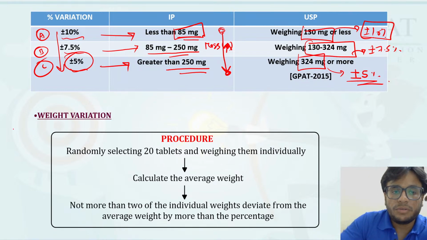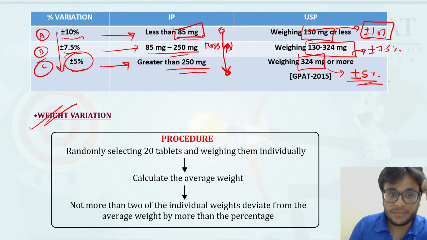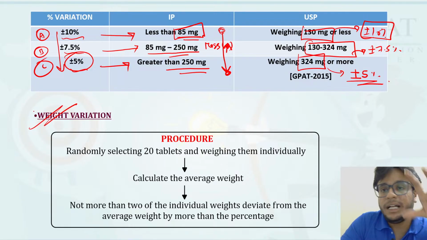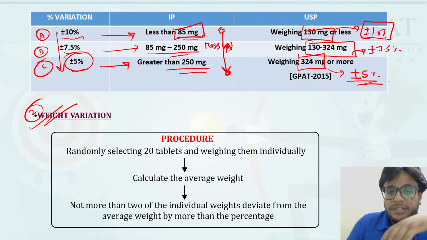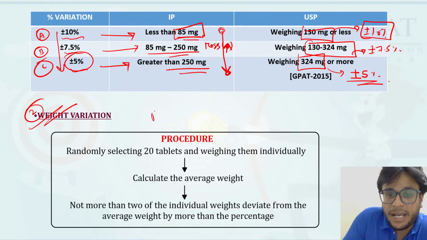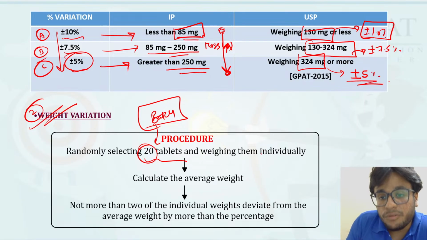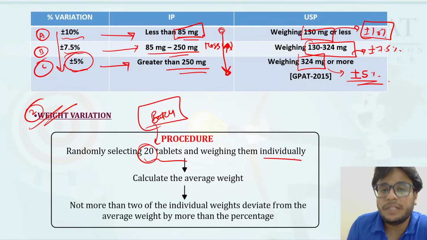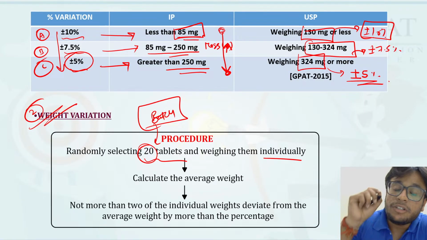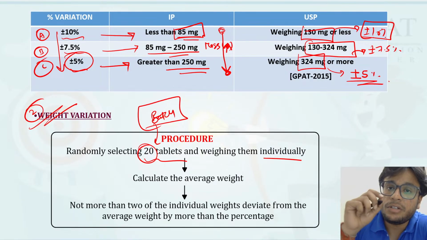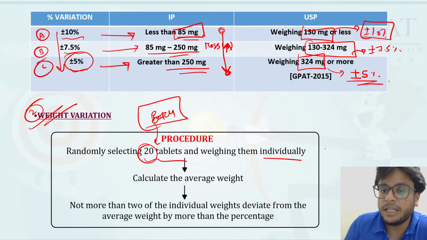Then we come to the weight variation test, which is another kind of test. For the procedure of the weight variation test, we randomly select, from a batch of thousands of tablets, just 20 tablets. Then we weigh each of these tablets individually. After weighing each tablet, we take the average of all these weights, the average of all 20 tablets.